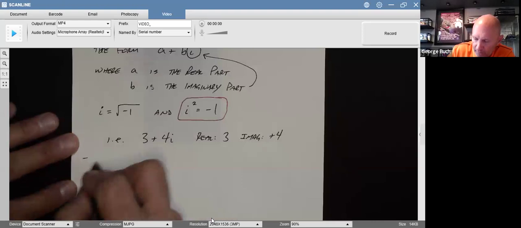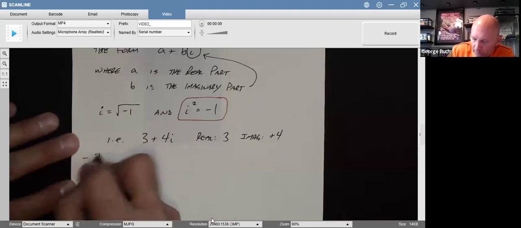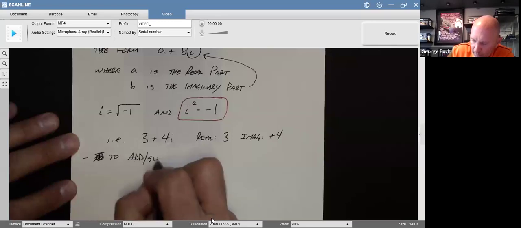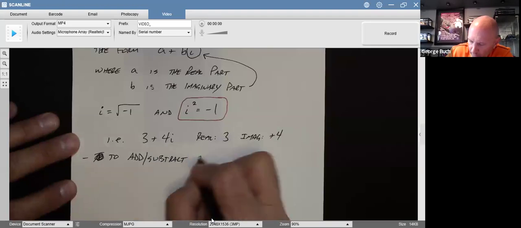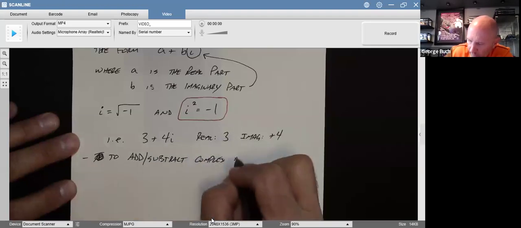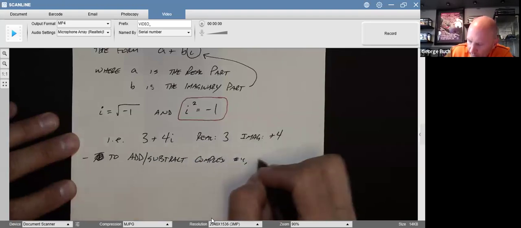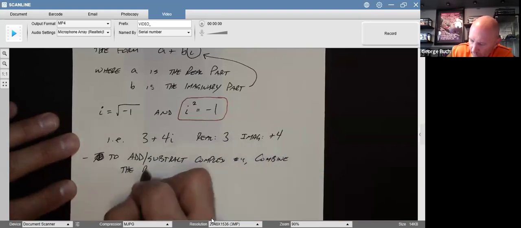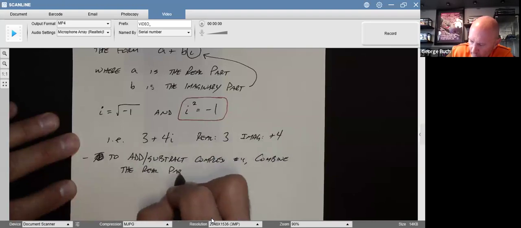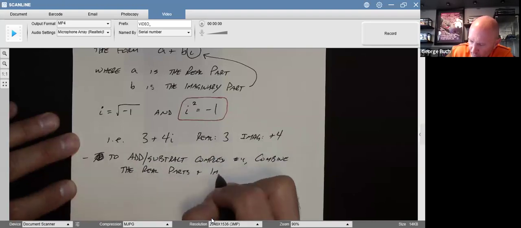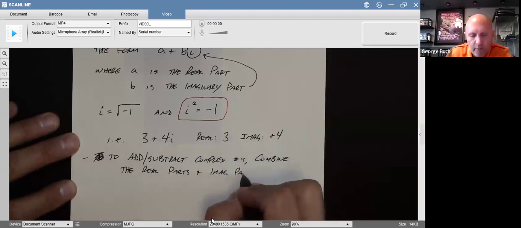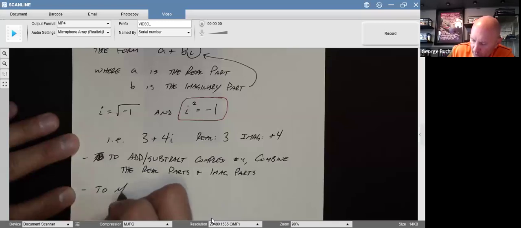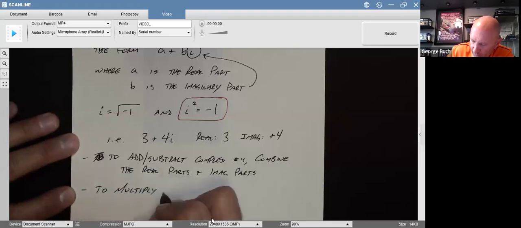So for our arithmetic, let me do this. To add or subtract complex numbers, we combine the real parts and we combine the imaginary parts separately, of course. To multiply complex numbers.